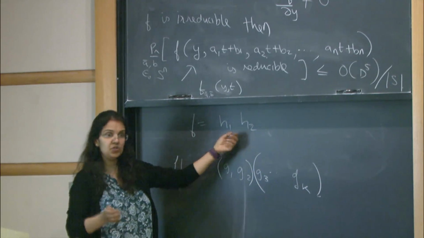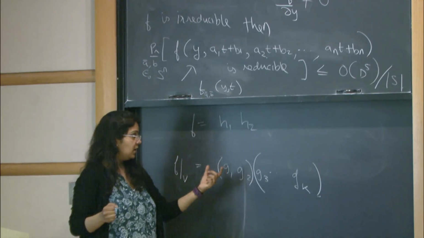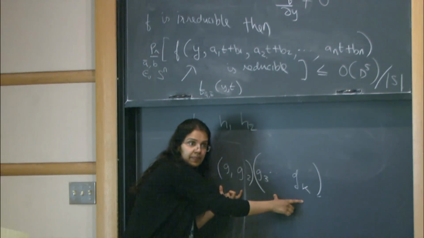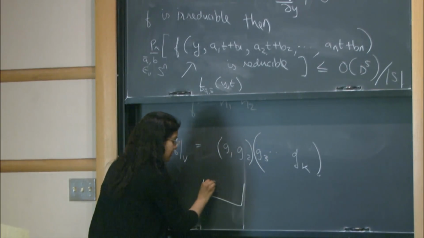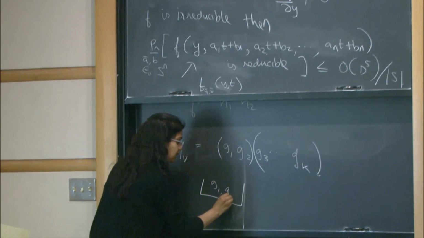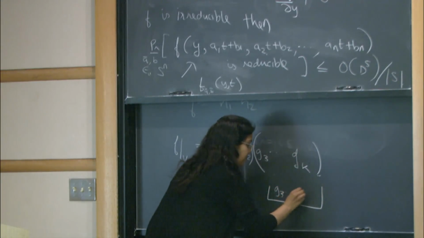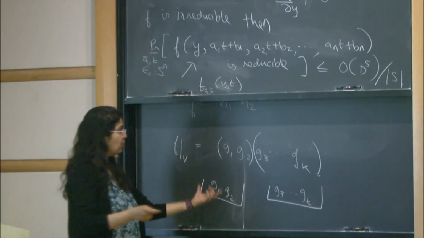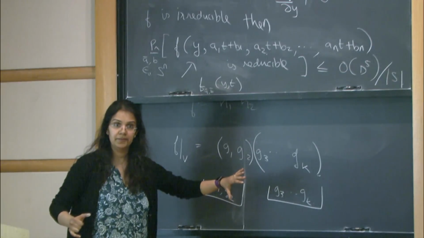And since h1 and h2 are distinct irreducible factors, their GCD is 1, so the GCD of these two things is 1. Okay, so let's pretend I have two buckets. I put g1 and g2, this grouping, into bucket 1. I put g3 up to gk into bucket 2. And these buckets correspond to my two original factors of f, and these two buckets have GCD 1.